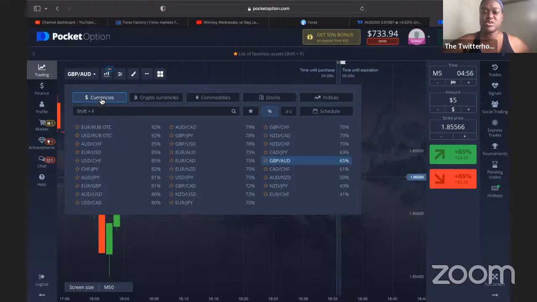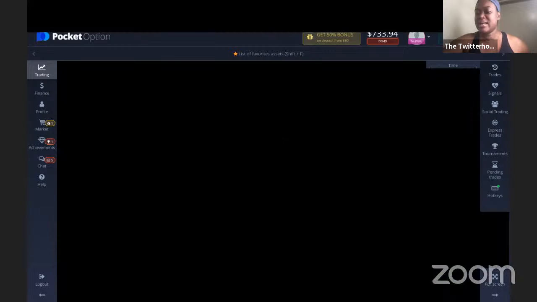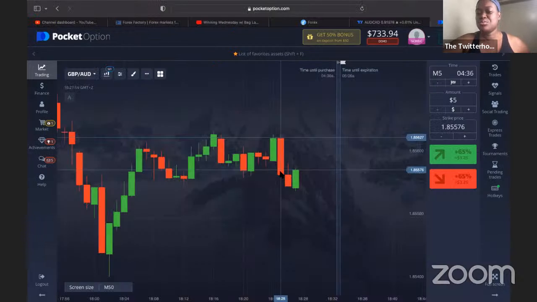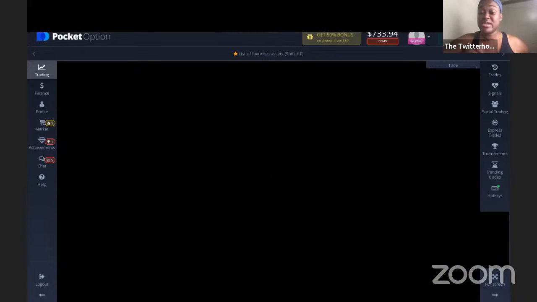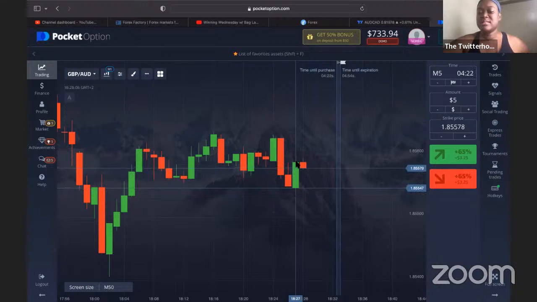In this broker, you can trade currencies, cryptocurrencies, commodities, stocks, indices. We're going to be doing currencies this morning. So you select that and then you can click outside the box, right? So we're looking at candles here. Red candles mean that price opened at the top and it closed at the bottom. So that's bearish or price going down. The green candle means that price opened at the bottom and closed at the top. So going up, so that's bullish.